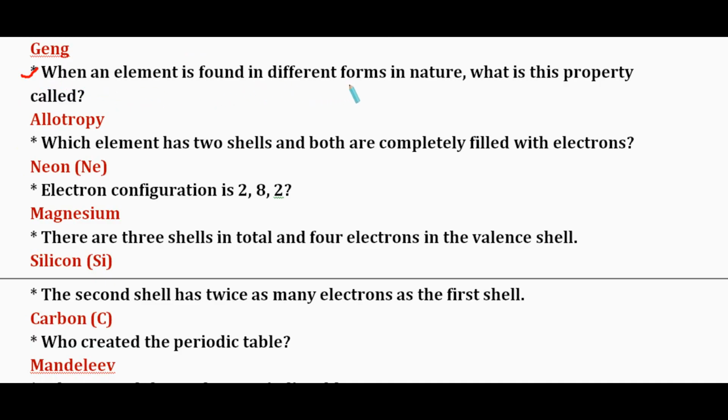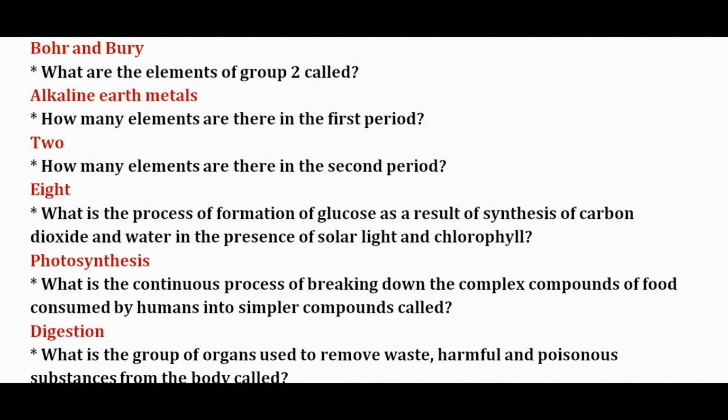Next question. When an element is found in different forms in nature, what is the property called? It is allotropy. Which element has two shells and both are completely filled with electrons? It is neon. Electron configuration is 2, 8, 2. The name of the element is magnesium. There are 3 shells in total and 4 electrons in the valence shell. The element is silicon. The second shell has twice as many electrons as the first shell. The element is carbon. Who created the periodic table? It is Mendeleev.